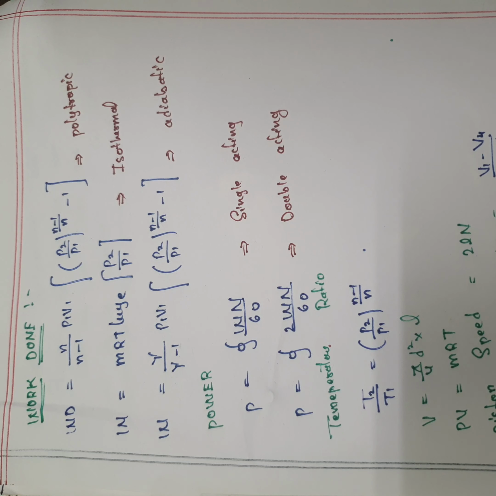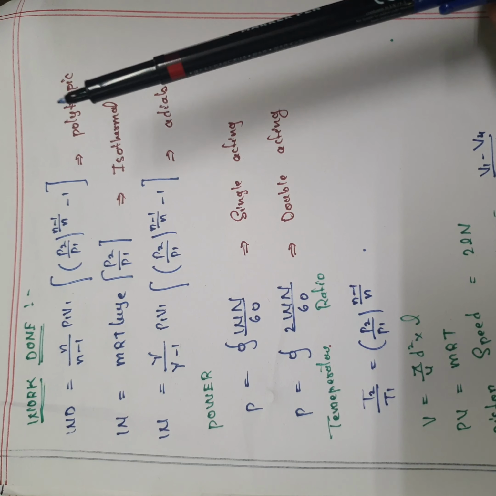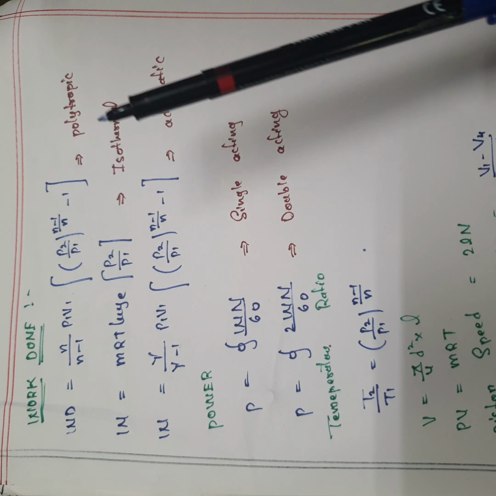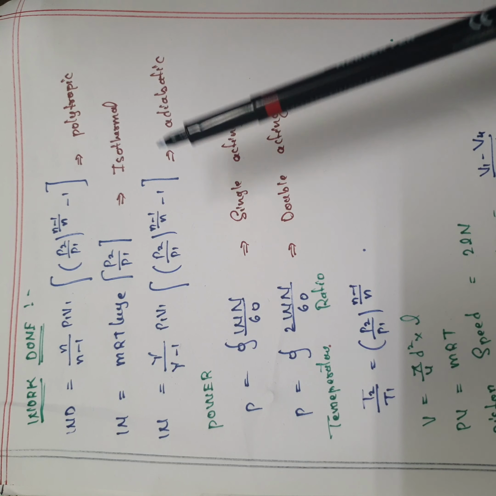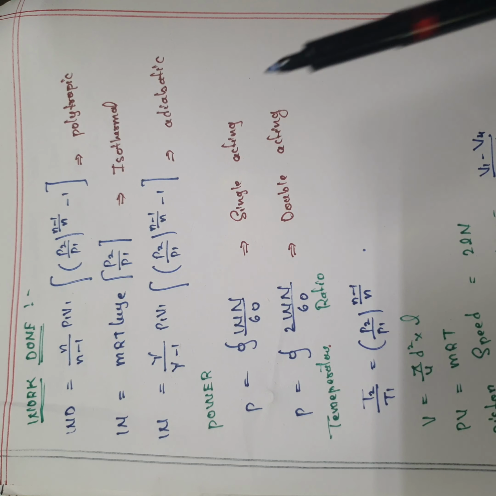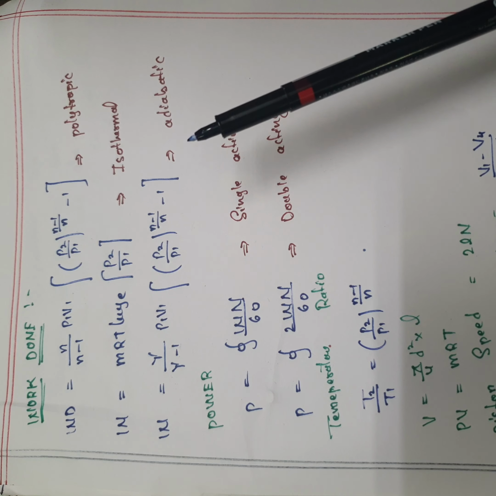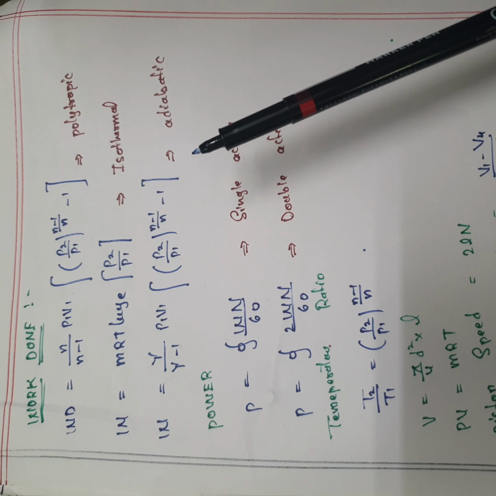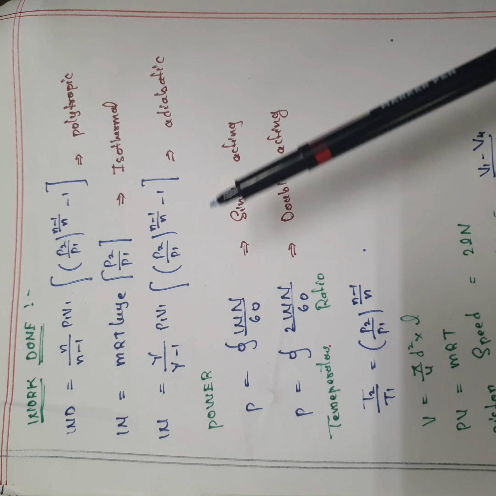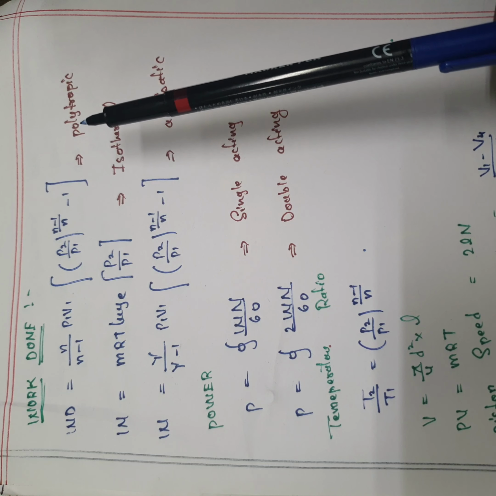The topic name is reciprocating air compressor. Mostly, first you have to find out the work done. For work done, different processes will be there, like polytropic, isothermal, and adiabatic. So different formulas are there according to the given data. According to that data, you have to select which formula is suitable for that problem.